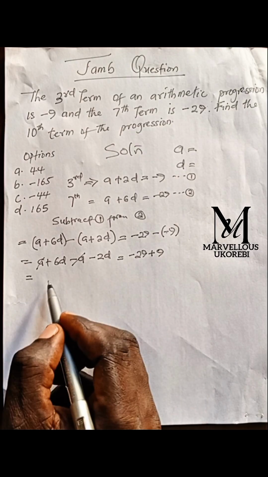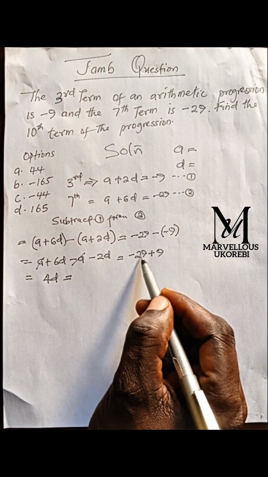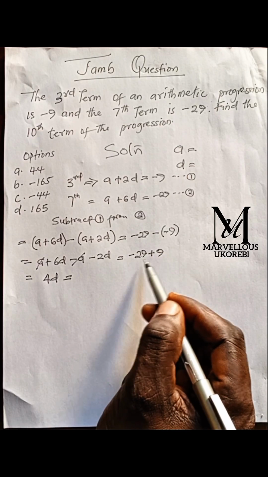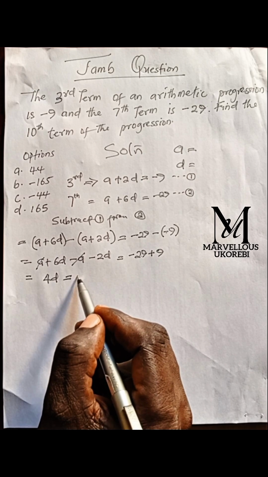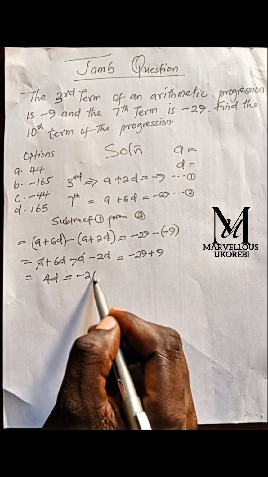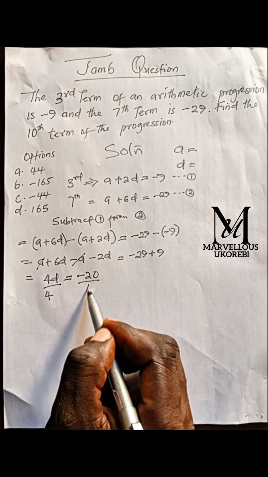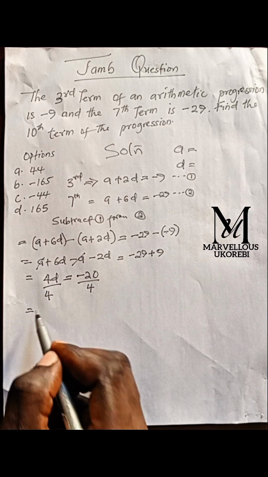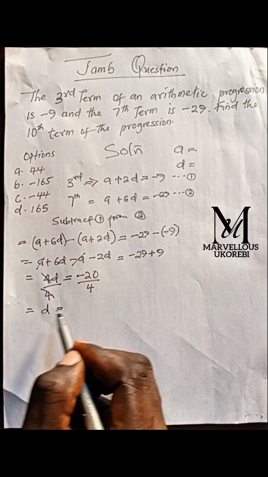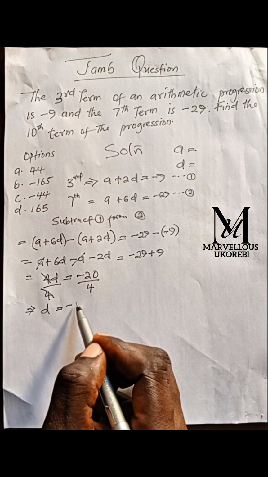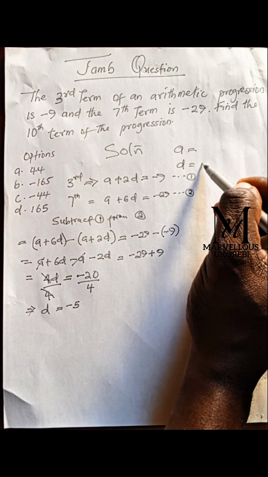So 6 - 2 is 4. So we are going to have 4d equal to -29 + 9, which is the same thing as 9 - 29. So we get -20. We divide both sides by 4 to have our d. So 4 cancels, and our d will be equal to -5. So our d here is equal to -5.